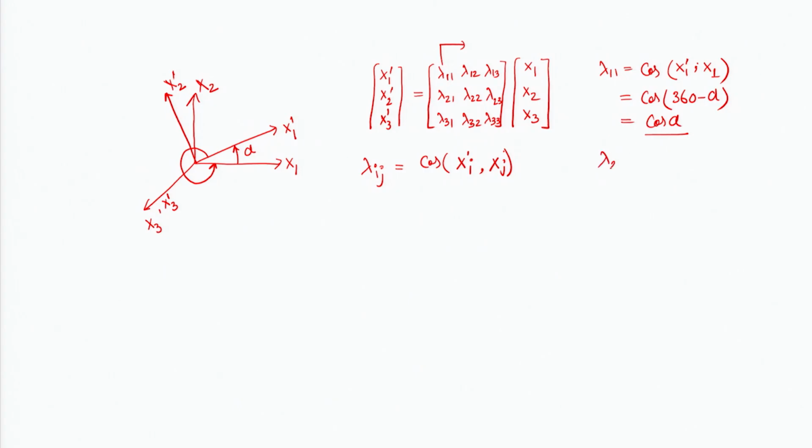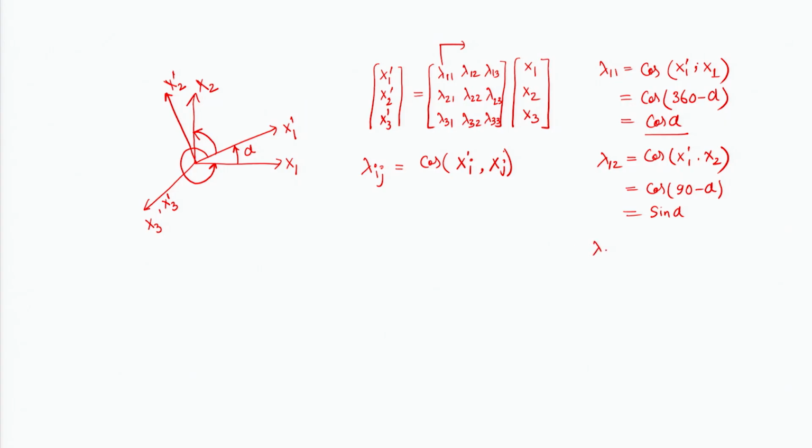Similarly, if I go to lambda 1 2, I define it as the cos of x1 prime with respect to x2 of the given system. Now, this is x1 prime and this is x2, and I am looking for the angle in the anti-clockwise direction from x1 prime to x2. So, this is the angle I am concerned about. I define this angle as cos of 90 minus alpha, and this happens to be sin alpha for the given problem.